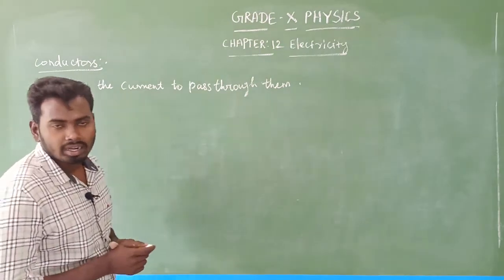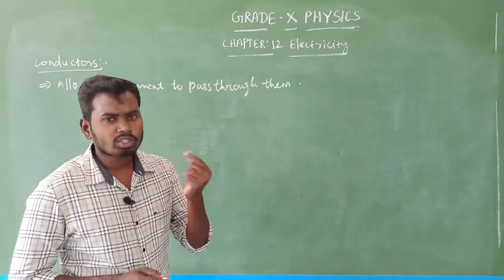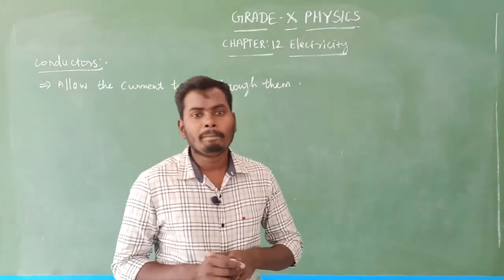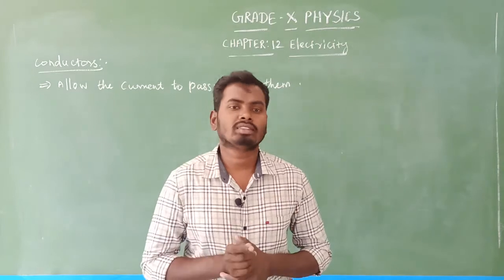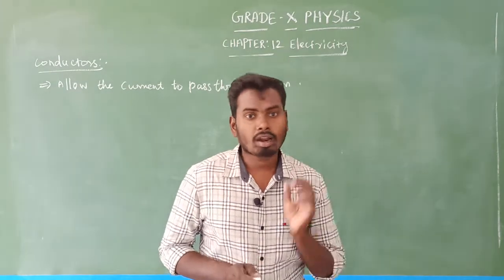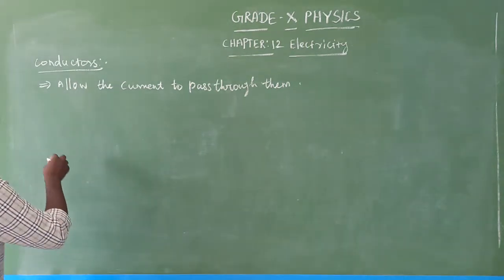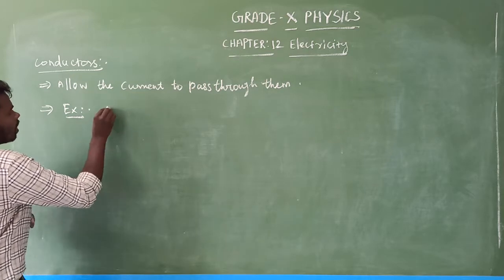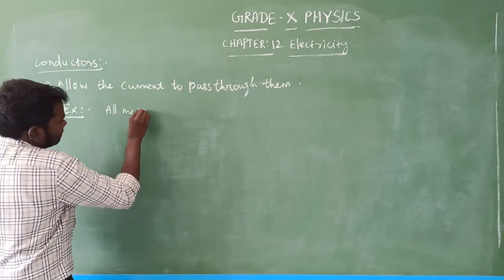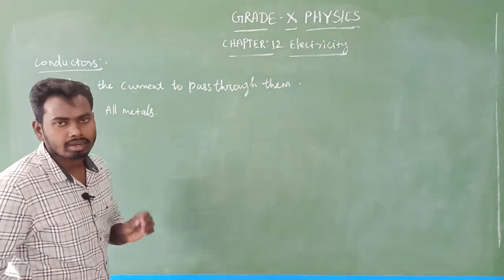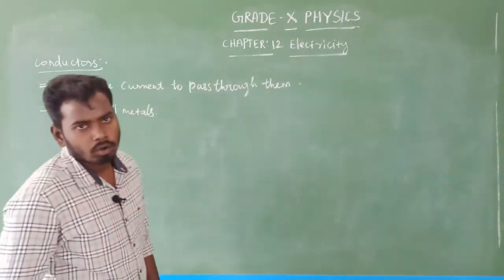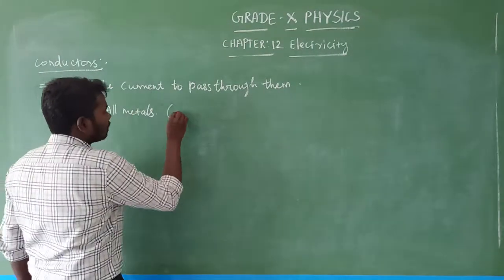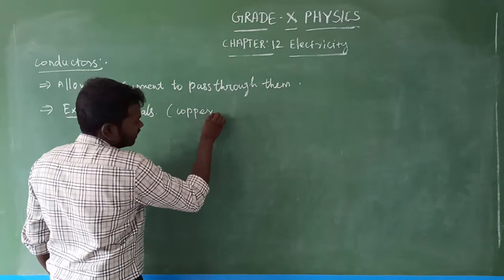Now let's start with conductors. See, already we know few things only allow the current to pass through them. For example, all metals are good conductors of electricity. Say some examples for the conductors, which means metals. Yes, copper is one of the good conductors of electricity.